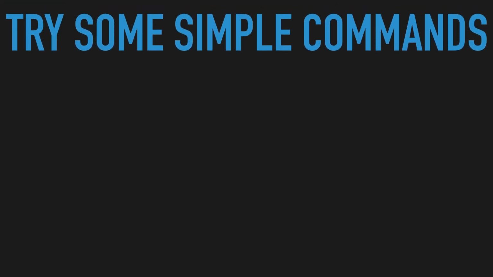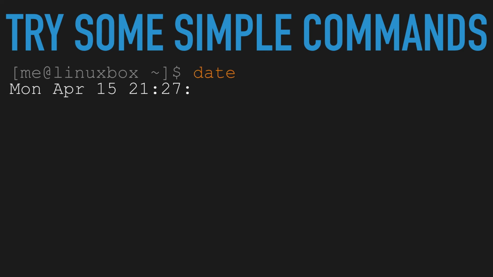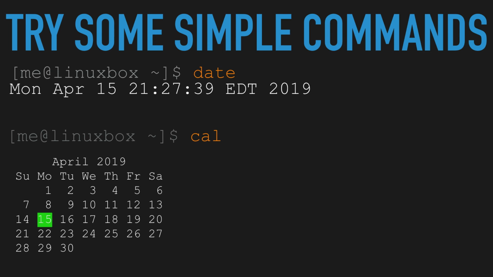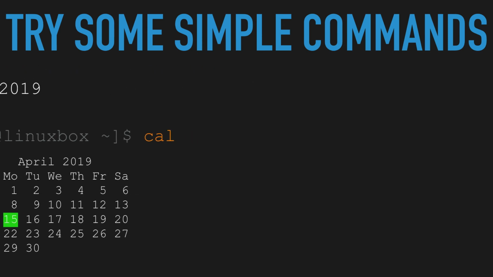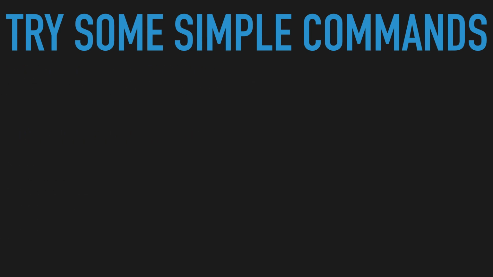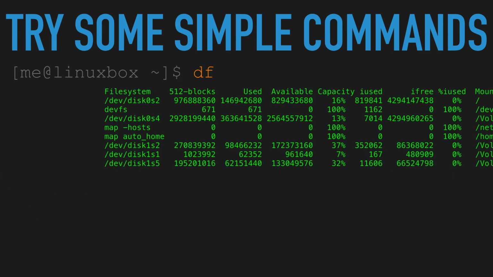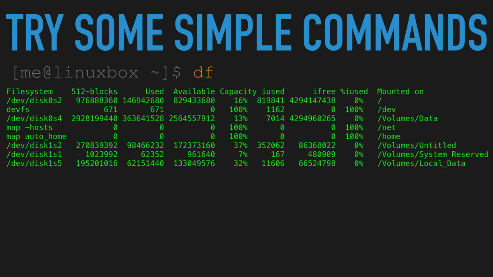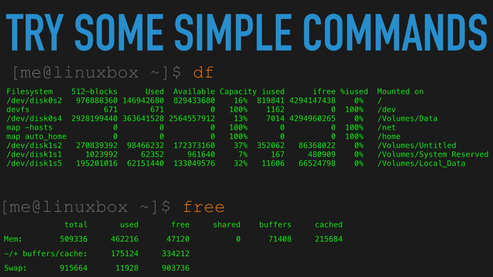Now that we have learned to type, let's try a few simple commands. The first one is date. This command displays the current time and date. A related command is cal, which, by default, displays a calendar of the current month. To see the current amount of free space on your disk drives, type df. Likewise, to display the amount of free memory, type the free command.